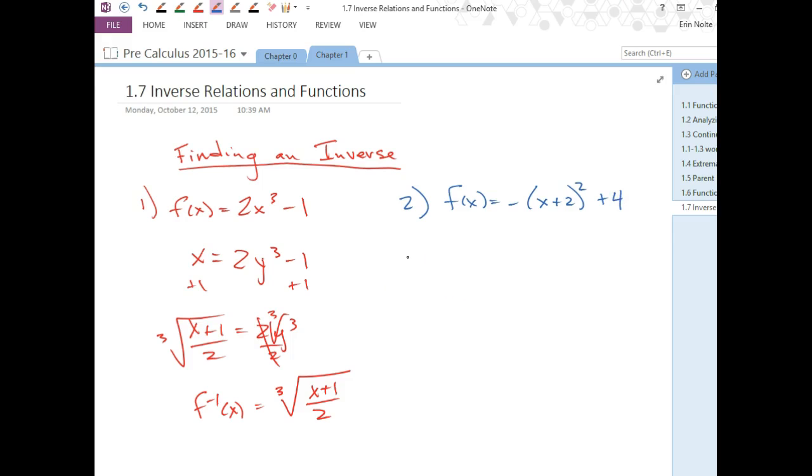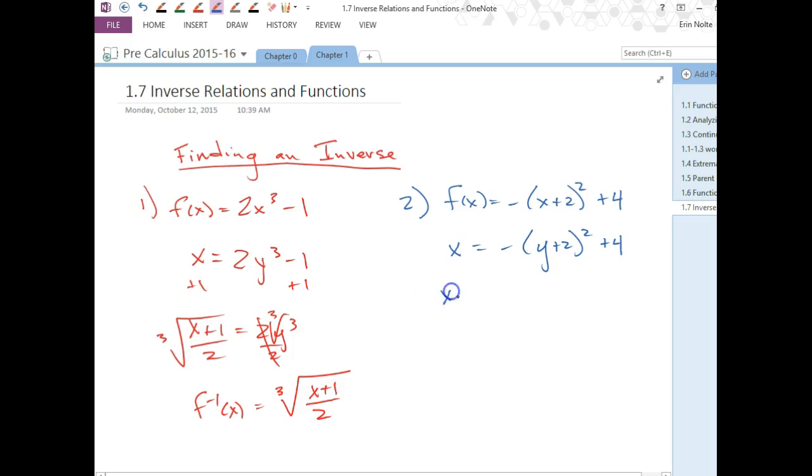Okay, so given that quadratic, how do I find the inverse? Okay, what do I do right before that, though? Switch the x and the y. So make sure you switch first. So x is equal to negative times the quantity of y plus 2 squared plus 4. Okay, so how would I solve this one for y?